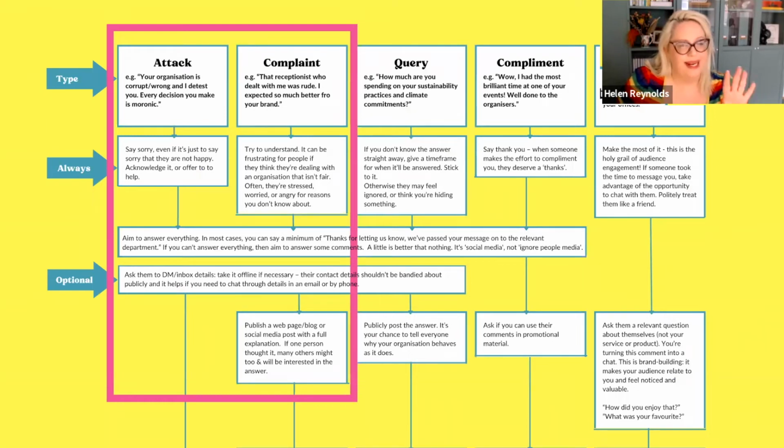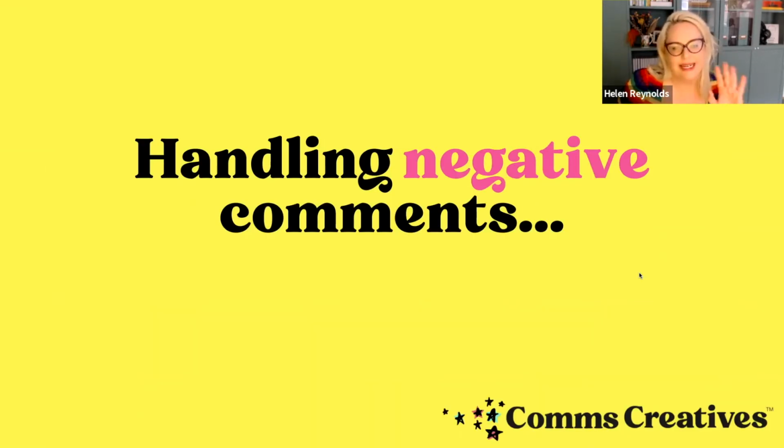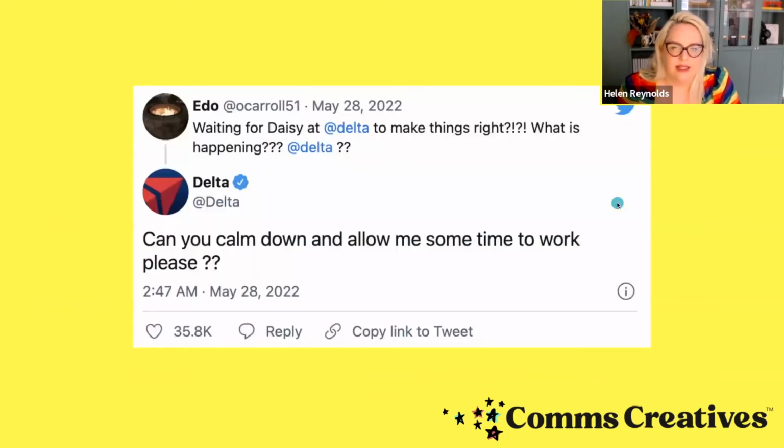Now, let's have a look at the other side of this chart, the more negative side, the attacks and the complaints. So, handling negative comments. I have a blog on my website about this that goes into more detail, more of a guide on how to do it. But I do want to cover a little bit about this in this session.